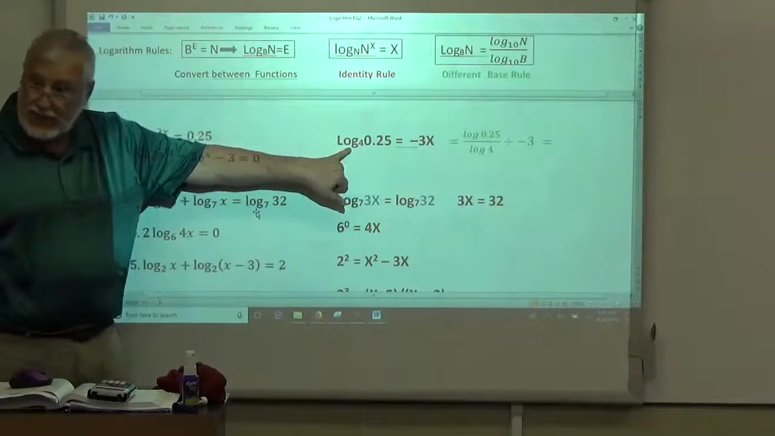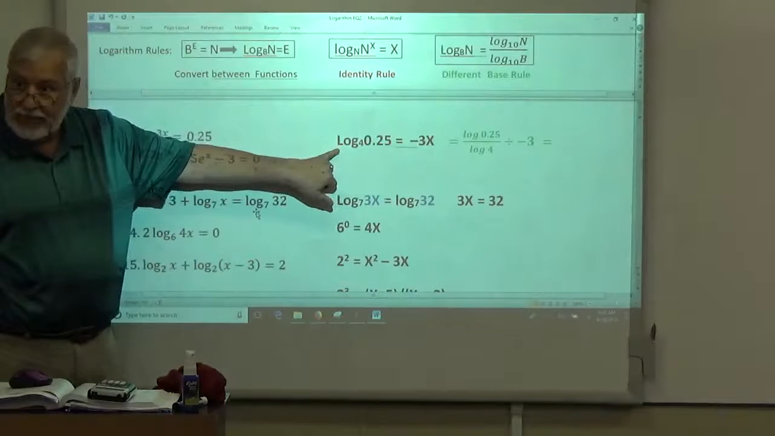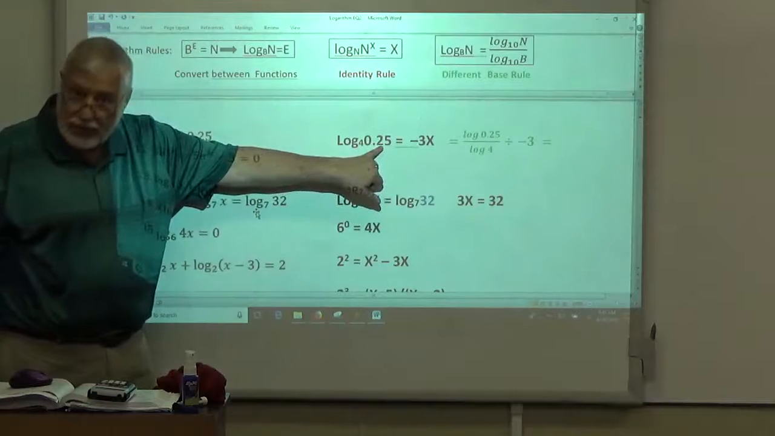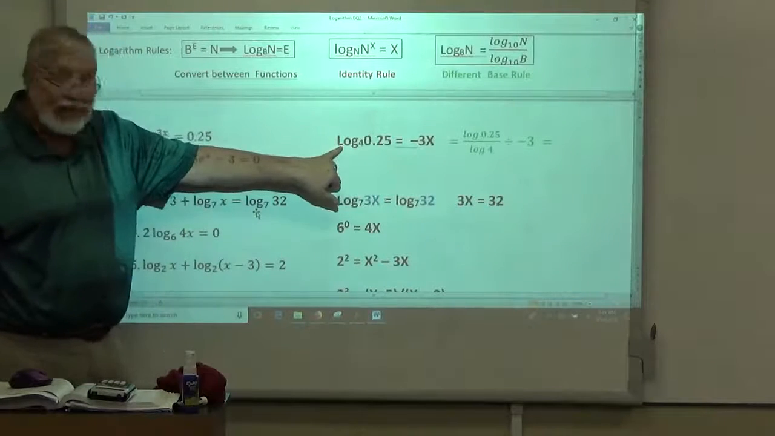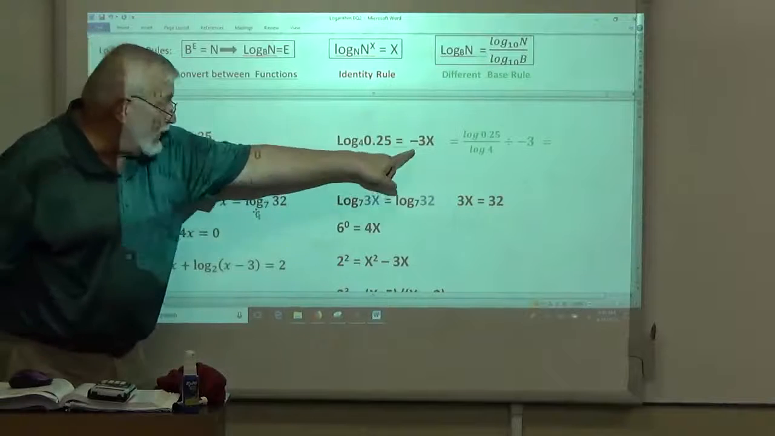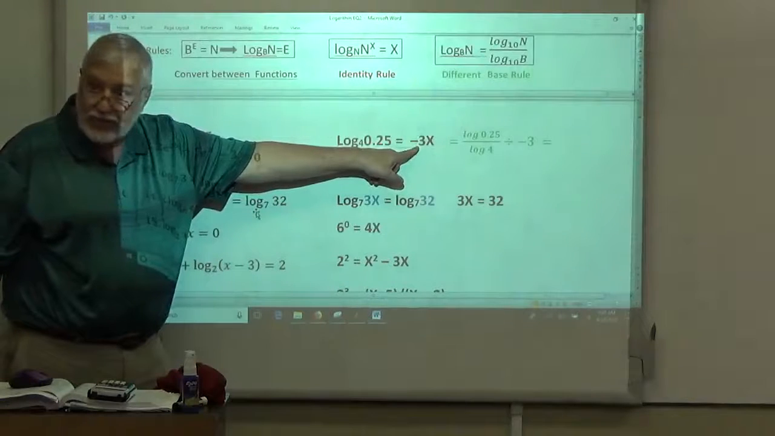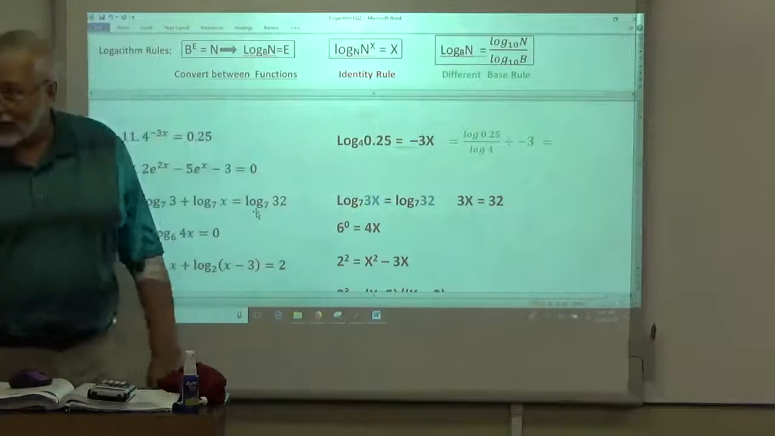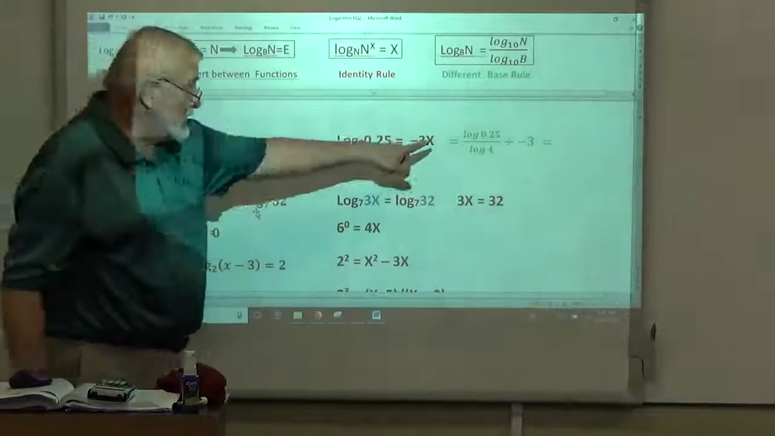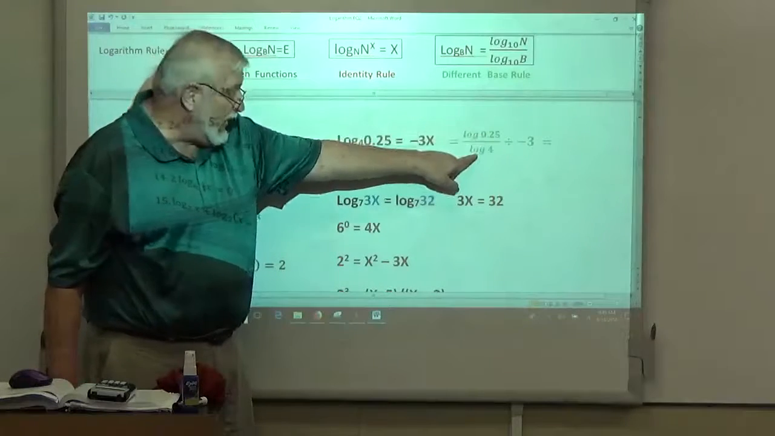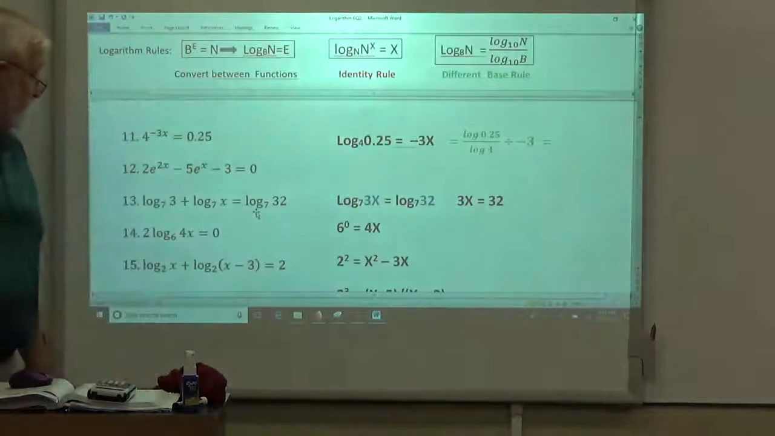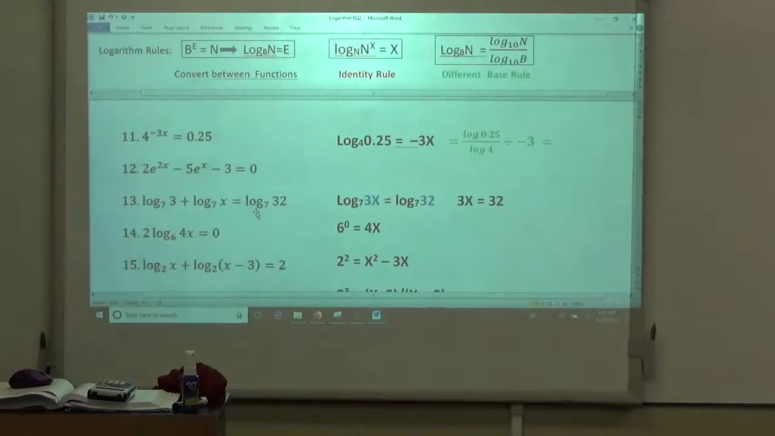All right, Carissa, how do we do this part? Divide the log of 2.5 by the log of 4. Very good. Divide the log of 0.25 by the log of 4. That will do that part, and then what do I do with this? Divide by -3. So that's going to be log of 0.25 divided by log of 4 divided by -3. And it will give you the value of x.